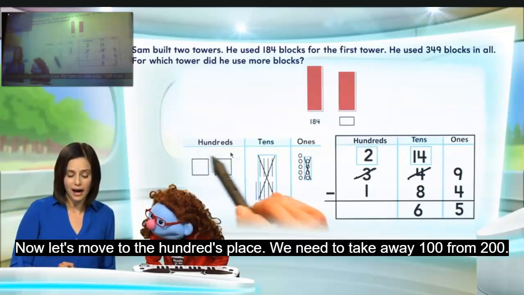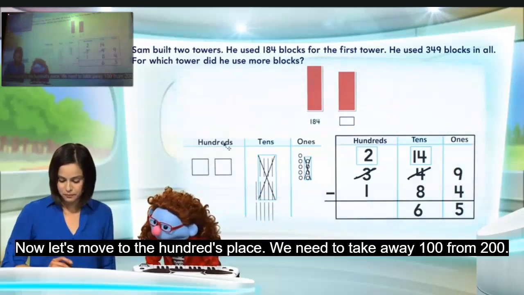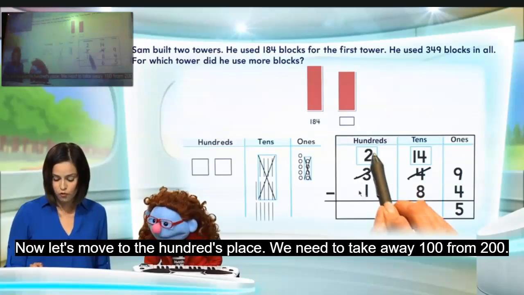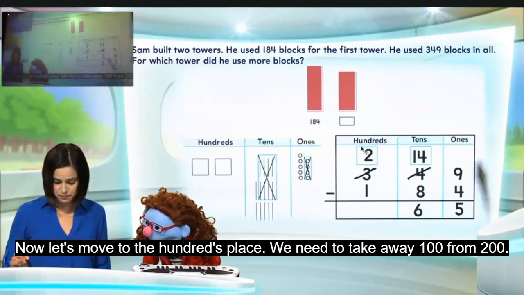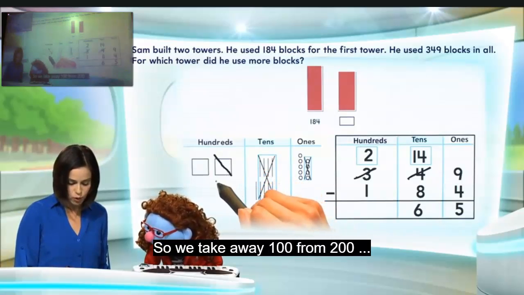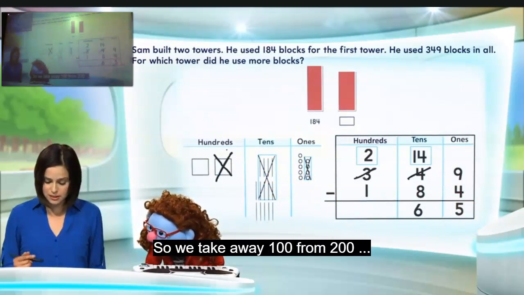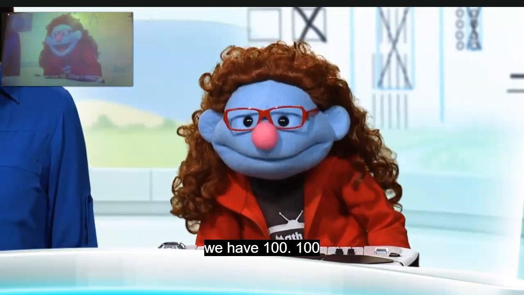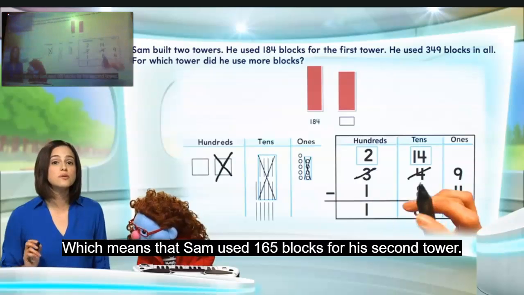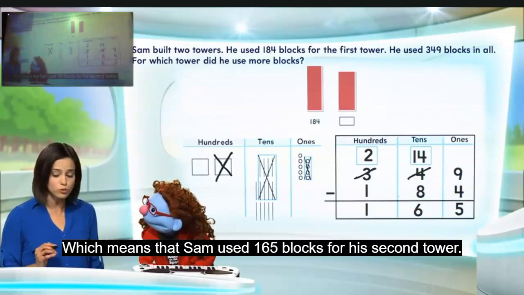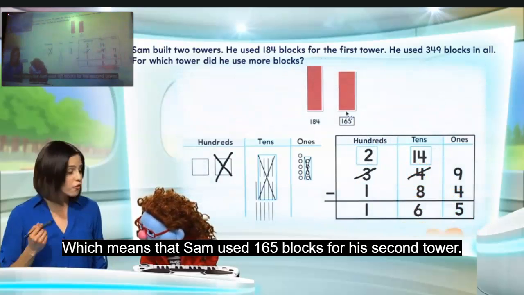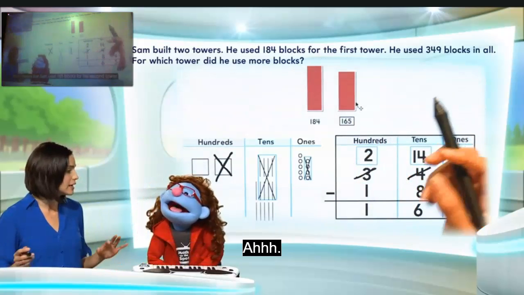Now let's move to the hundreds place. We need to take away 100 from 200s. If we take away 100 from 200, we have 100 left. Which means that Sam used 165 blocks for his second tower.